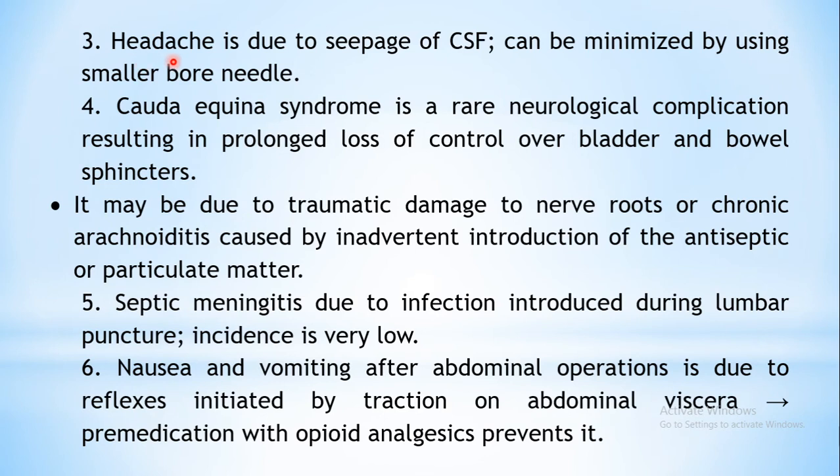Then next complication is headache. Headache is due to seepage of the CSF, so this can be prevented by using a smaller bore needle. Another complication is cauda equina syndrome. Over here the person loses control over the bladder and the bowel sphincter, so urination or the passage of the feces may get affected. This is produced because of damage to the nerve roots which are found in this area. If you can remember, we had said that the nerve roots in this region are getting affected. So your bladder control may be affected to some extent, and passage of the stools may get affected.